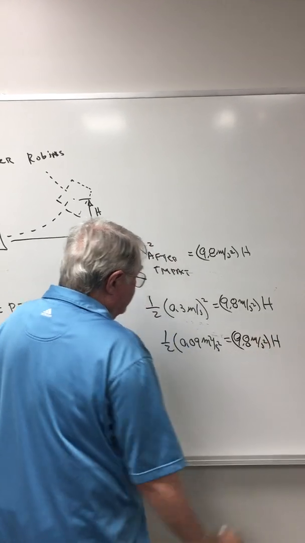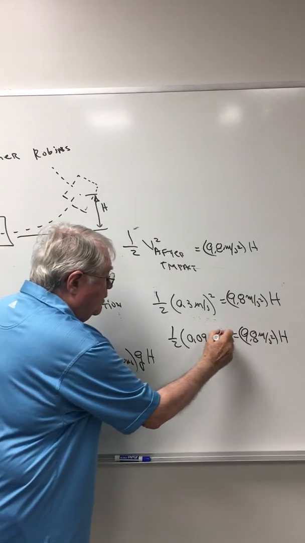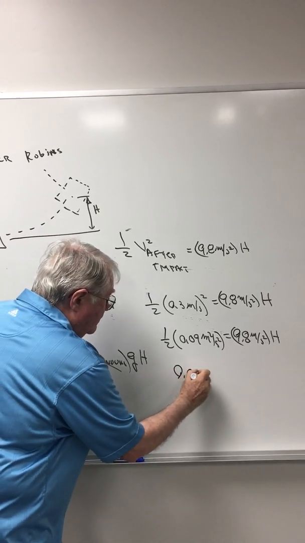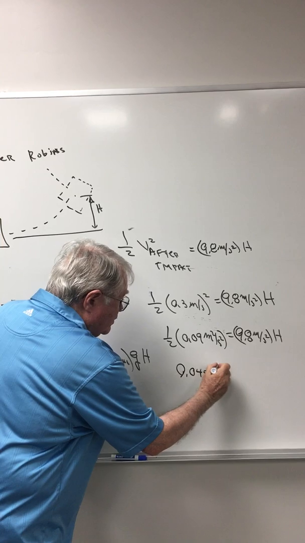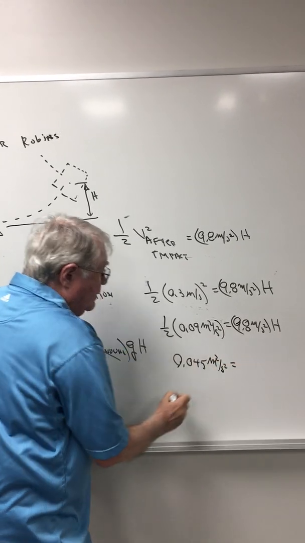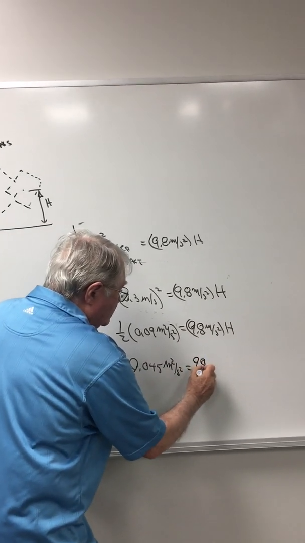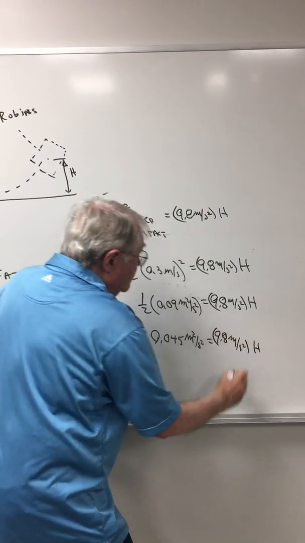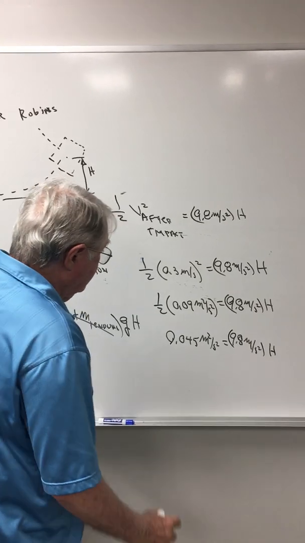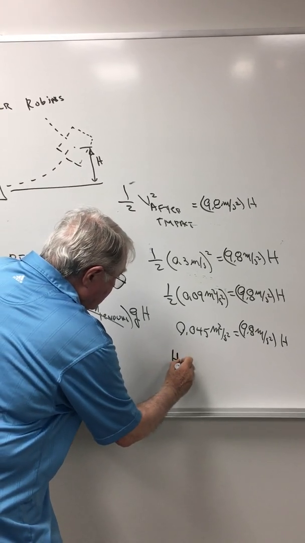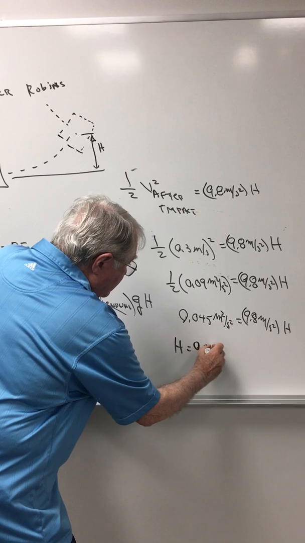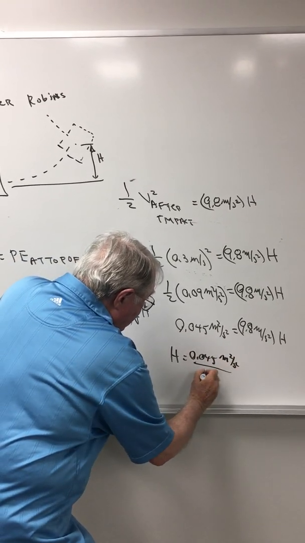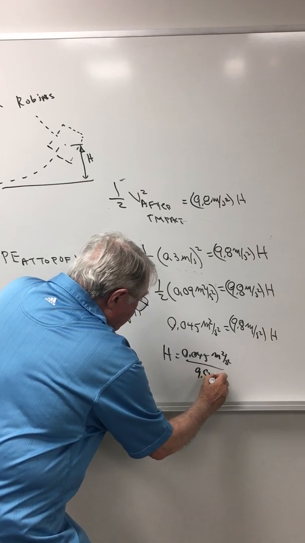times the height. Well, 1/2 of 0.09 is 0.045 meters squared per second squared. And this is 9.8 meters per second squared. And so therefore the height will be 0.045 meters squared per second squared divided by 9.8 meters per second squared.